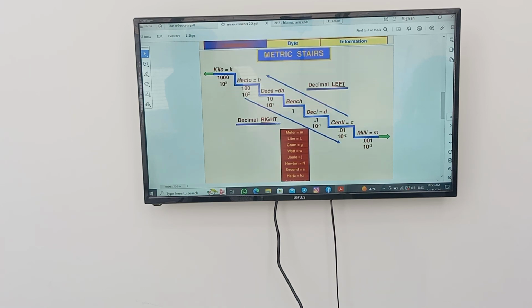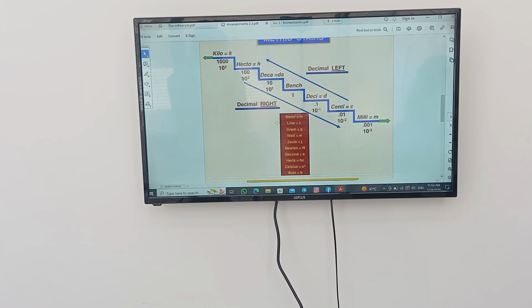Now, how do we turn each of the units into what's above it or below it? We're going to use the metric stairs. You have the bench here at 1. Okay, you have here the decimal going to the left and a decimal going to the right.